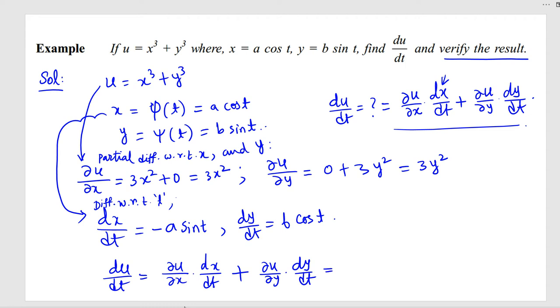So from here you will get del u/del x, so for this one we have 3x square times minus dx/dt, which is a sine t, plus 3y square times b cosine of t. Okay, now we want to simplify it.